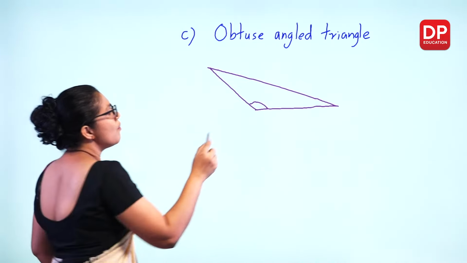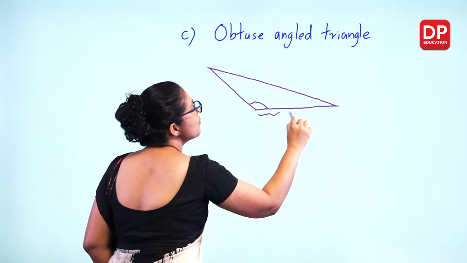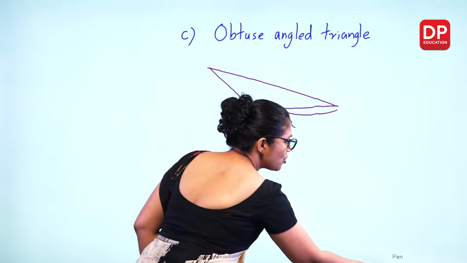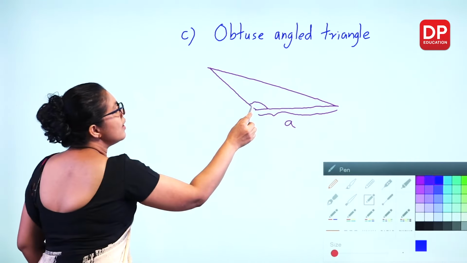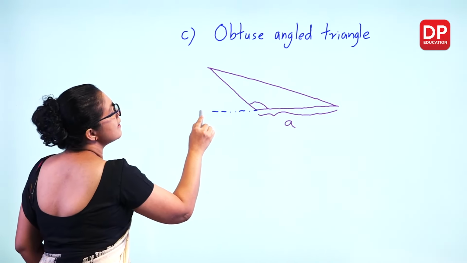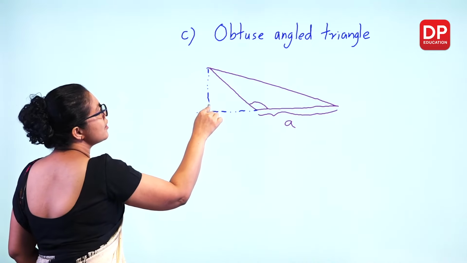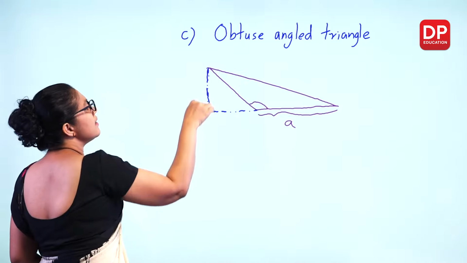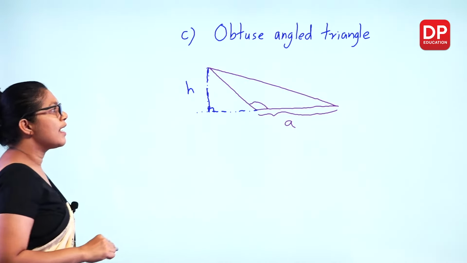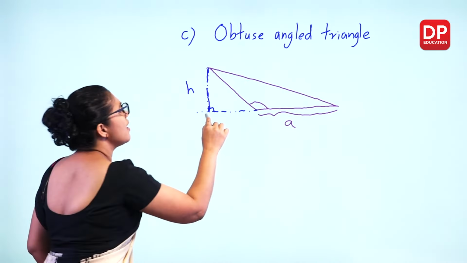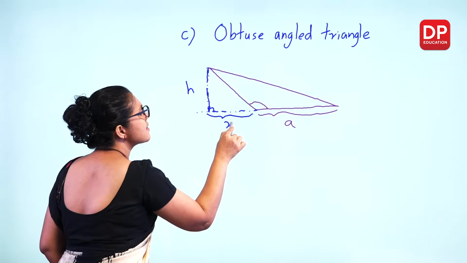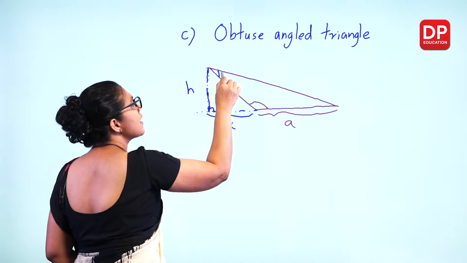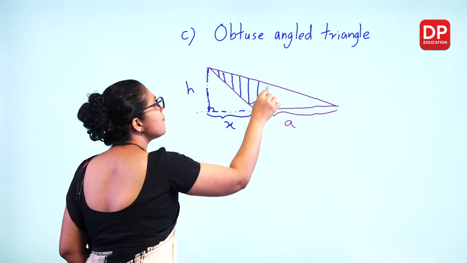Now here what we can do, we need to know this length. We'll take this one as A, and I want to extend this line and draw a perpendicular to that. I'll draw a perpendicular, and I'll take perpendicular height is H, and I'll take this part is X. Now I want to find out the area of this triangle. So how can I find this area?